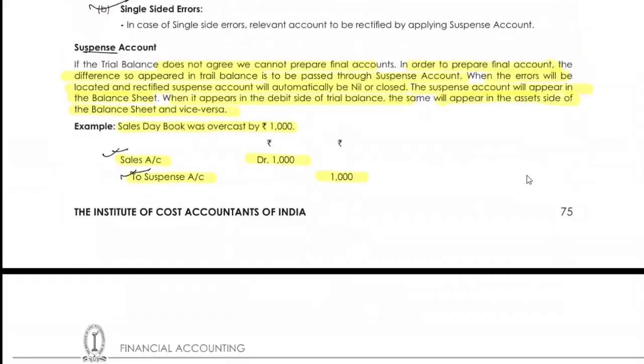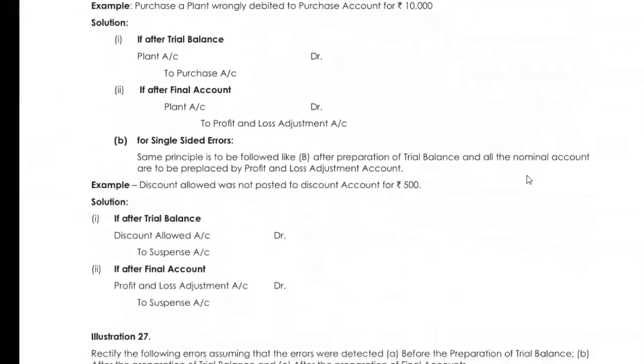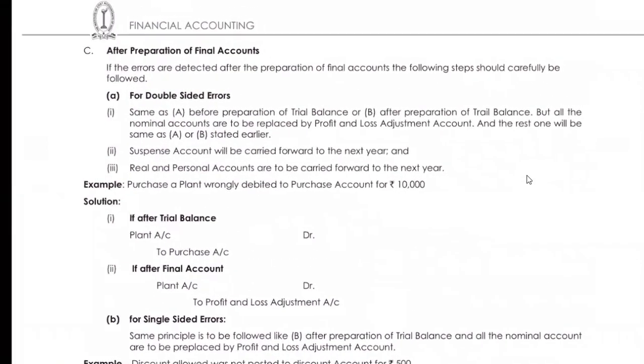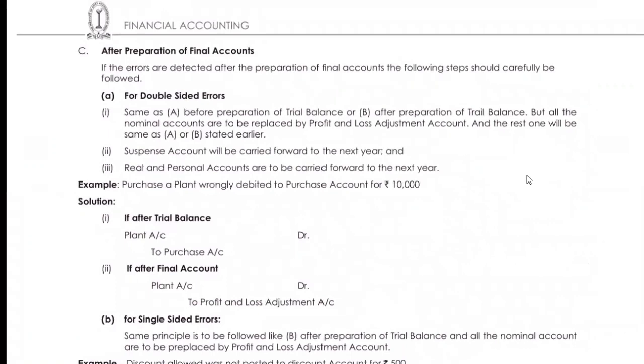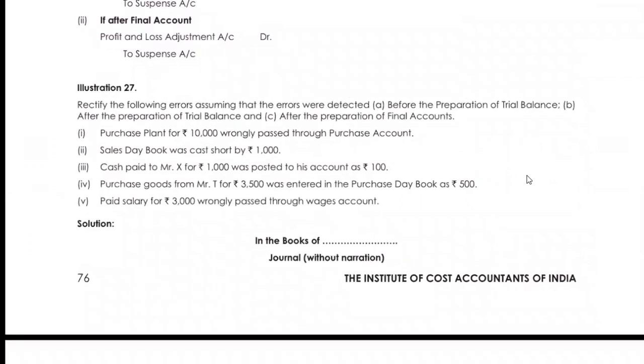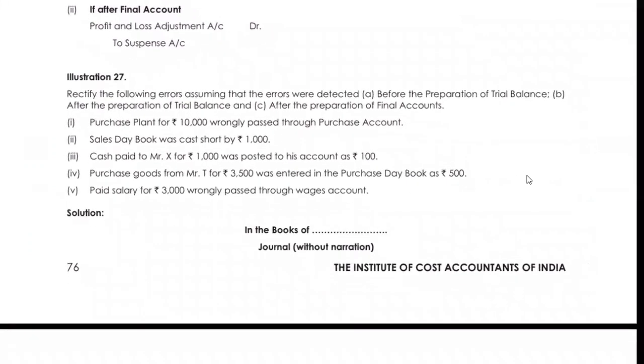No examples are there, but yes, there are some examples after this. So you need to see one more thing. After preparation of final account will come after some illustration. Now see: rectify the following errors, assuming the errors were detected before preparation of trial balance, after preparation of trial balance, and after preparation of final accounts. So we will solve this illustration.